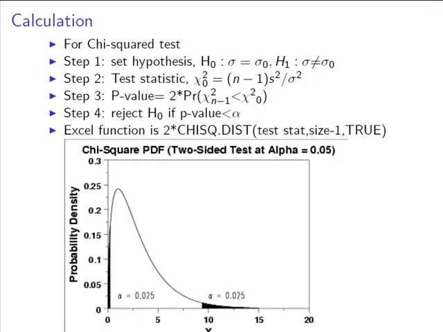We can use the Excel function to calculate it, which is 2 times chi-squared dist. There is a graph to show you the p-value region, which is the rejection region for this test.